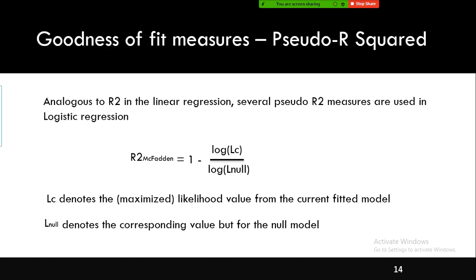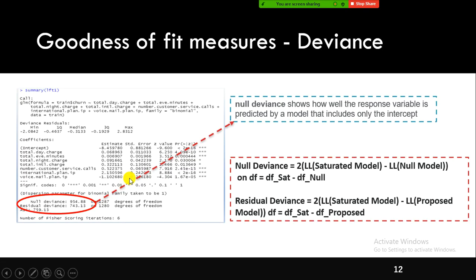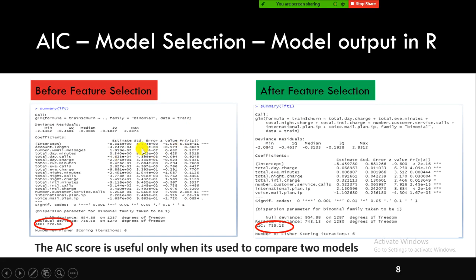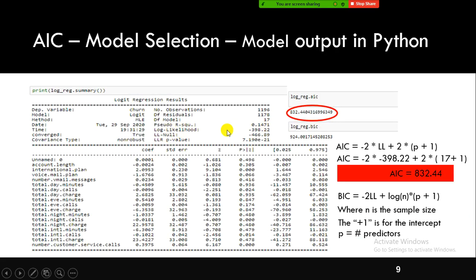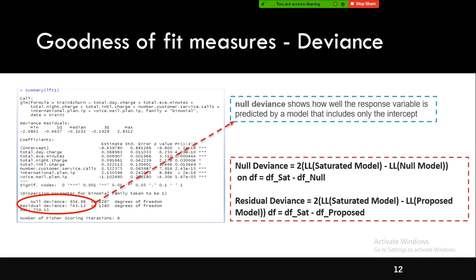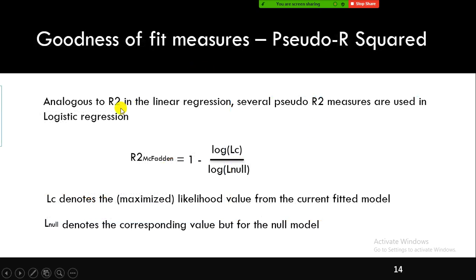And the next one is something else called pseudo R squared. You would have noticed here, but in R, it will not display. Pseudo R squared is not there. But here in Python, the model summary has the pseudo R squared value. So this is similar to the linear regression model. There are different pseudo R squared measures available. In this case, I included only the McFadden pseudo R squared.